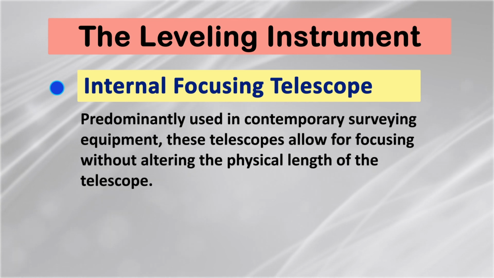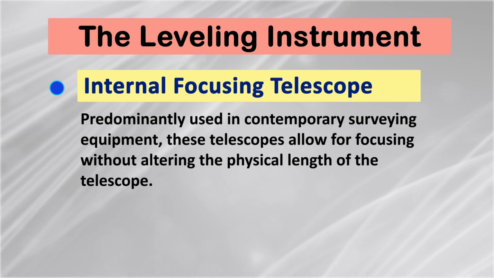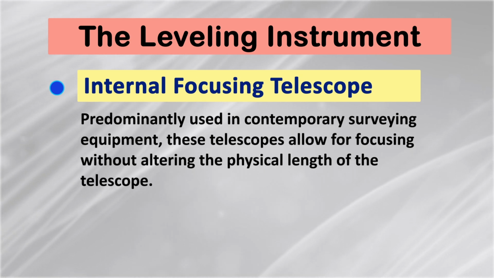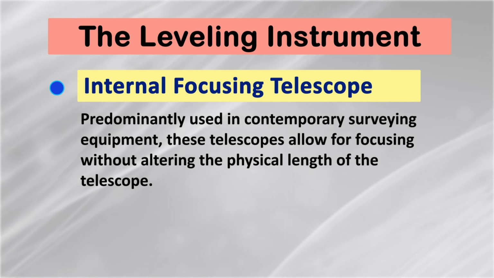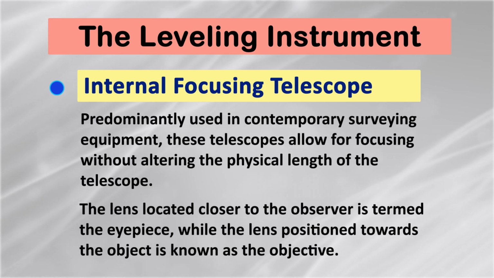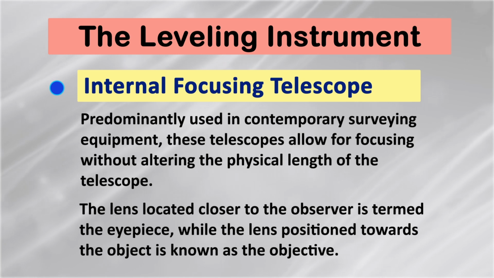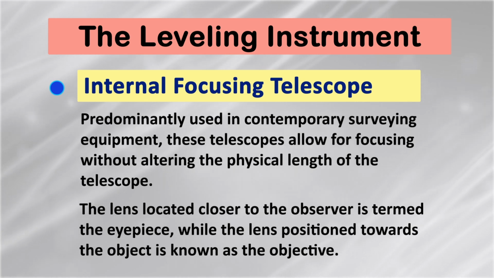A telescope in a surveying instrument is like a Keplerian type telescope featuring two convex lenses mounted inside a tubular structure. The lens located closer to the observer is termed the eyepiece, while the lens positioned towards the object is known as the objective.